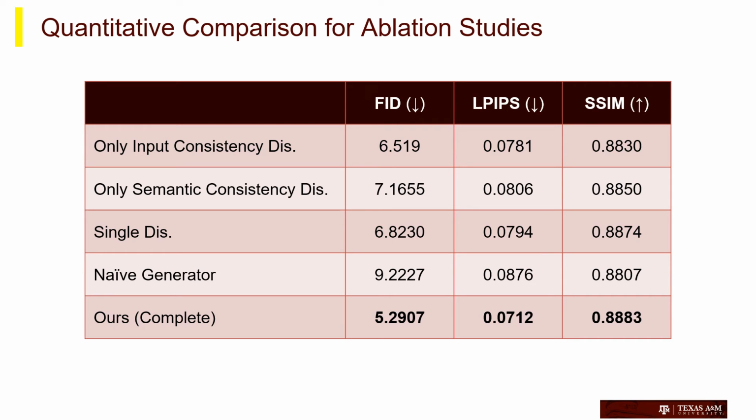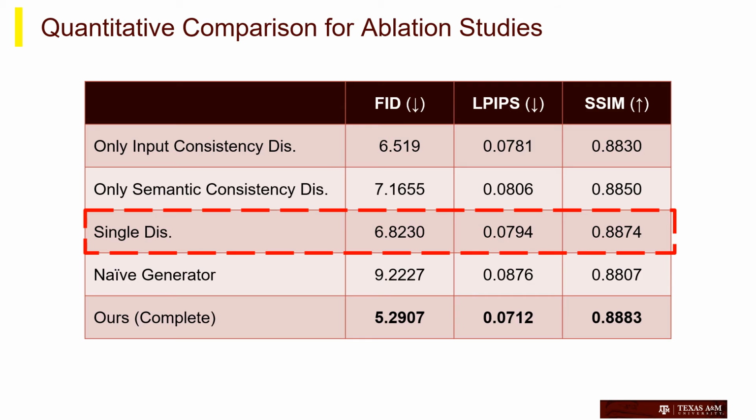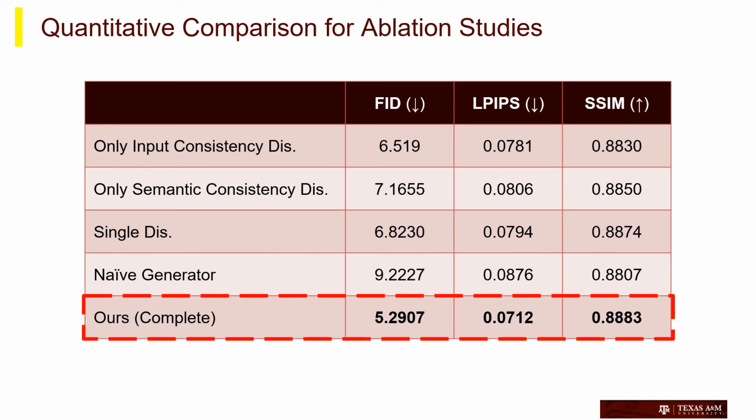First, we show a quantitative comparison of each component of our method. We include a comparison across 3 perceptual metrics. A lower FID and LPIPS score is better, while for SSIM, a higher score is better. When either only the input consistency or semantic consistency discriminator are used, we see lower perceptual quality scores. The single discriminator takes as input the image, mask, and the semantic map. However, it too performs poorly. The naive generator has significantly worse perceptual metrics. As shown through the earlier visual comparison, our complete system significantly improves the results.